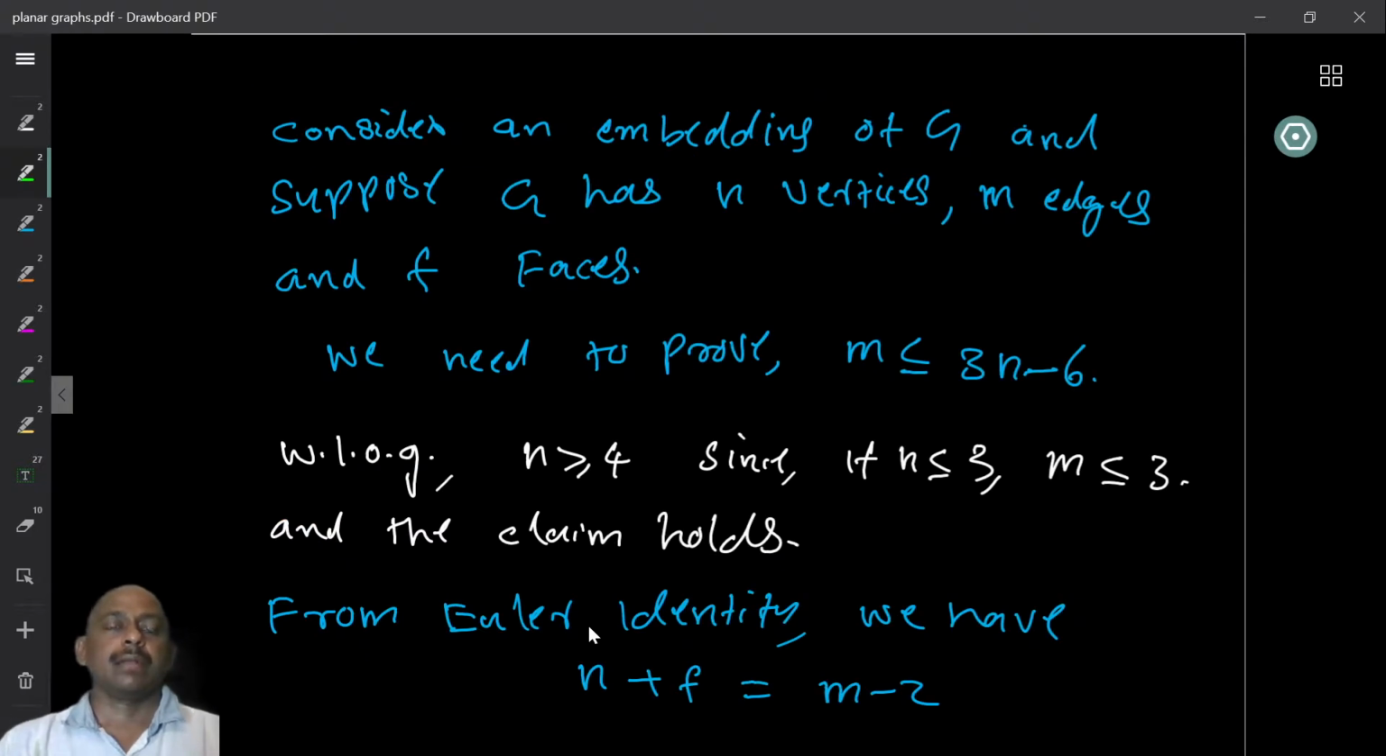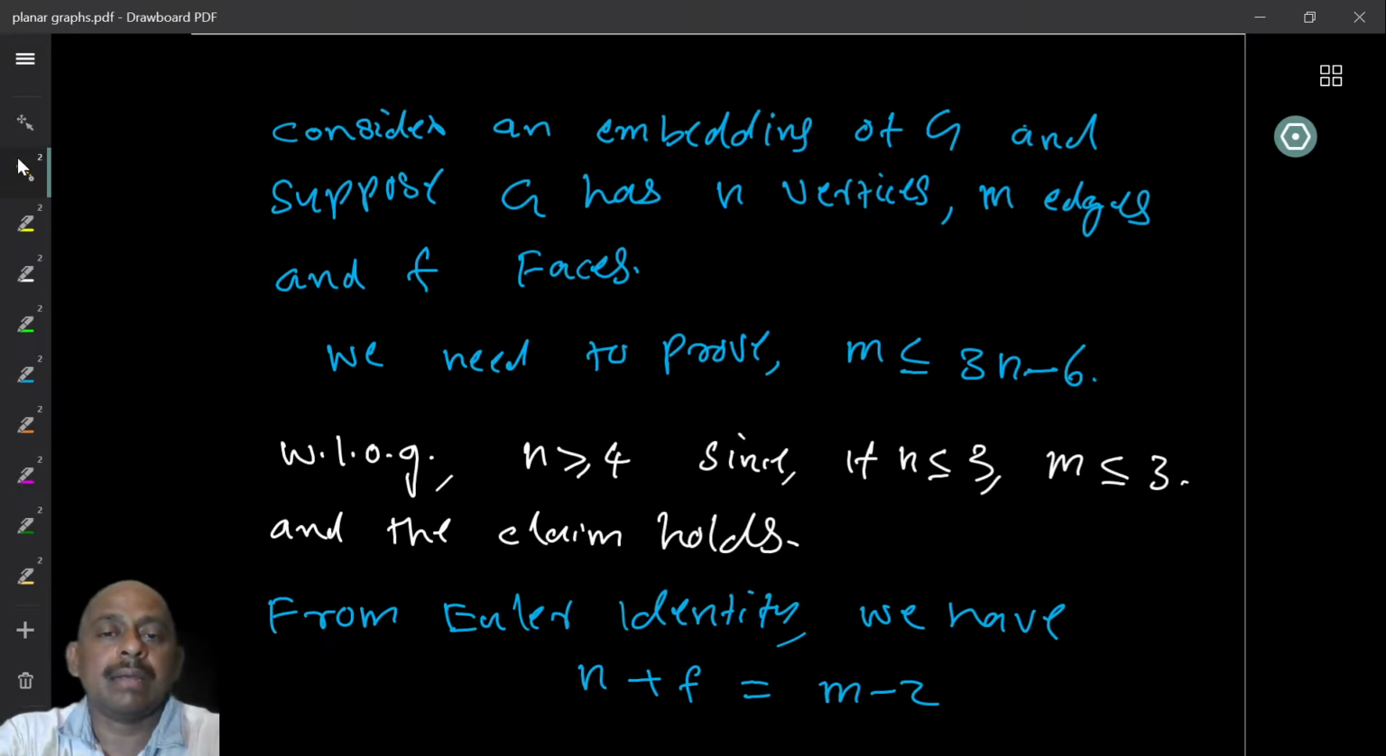So what do we do? So we consider an embedding of the graph G, and we suppose that the graph has n vertices, and the number of edges is denoted by m, and number of faces denoted by f. So the graph has n vertices, m edges, and f faces. So what we need to prove is that m is less than or equal to 3n minus 6.